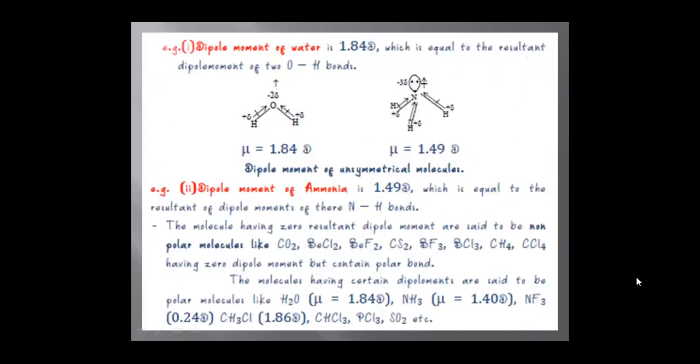The dipole moment of water is 1.84 debye, which is equal to the resultant dipole moment of 2 oxygen-hydrogen bonds. The dipole moment of ammonia is 1.49 debye, which is equal to the resultant dipole moment of 3 nitrogen-hydrogen bonds. Molecules having zero resultant dipole moment are said to be non-polar molecules, like carbon dioxide, beryllium chloride, beryllium difluoride, carbon disulfide. Molecules having certain dipole moments are said to be polar molecules, like water, ammonia, etc.